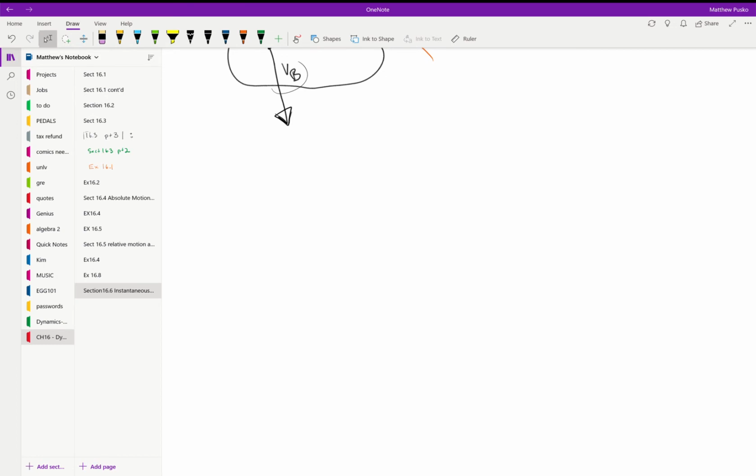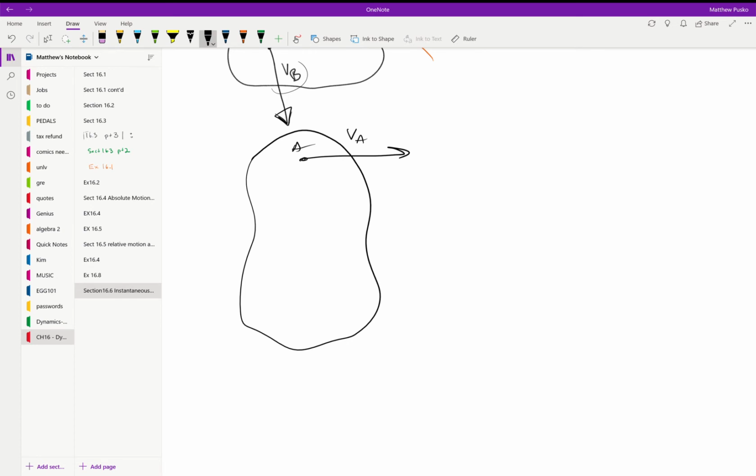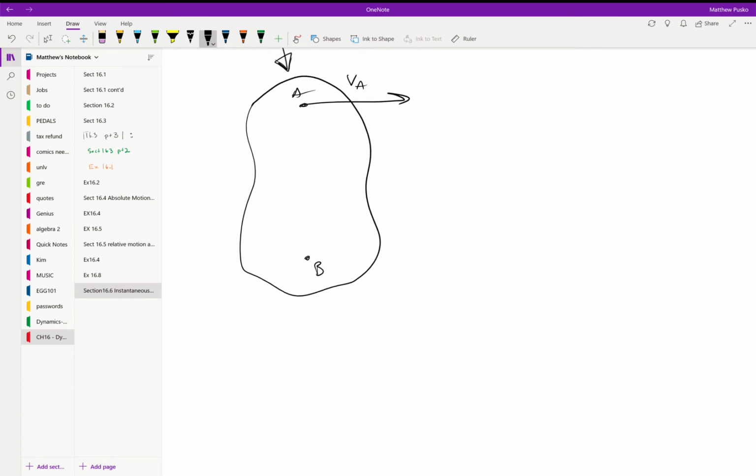Alright, what if this blob has some horizontal velocity at A, and down here at B it's actually going this direction? Well, first you want to connect A to B. That's our rigid body right there. And then I'm going to connect the arrowheads. Right here is our instantaneous center of zero velocity. So it's rotating about that point is all that means. So in this case we knew the velocities, and that's telling us there's some omega about this direction.